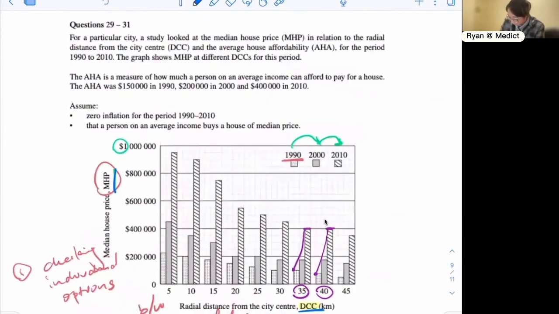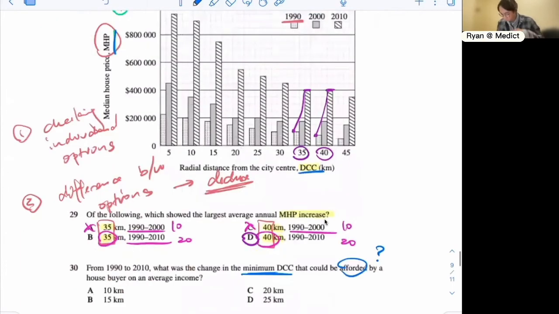And yes, looking at this, so on average income, which is the keyword we're trying to search for, is that we have this idea called AHA. And AHA is basically how much a person can afford. So this is another keyword, which is afford. So a person on an average income can afford to pay for a house. And we know that AHA was 150,000 in 1990, and that increased to 200,000 and 400,000.